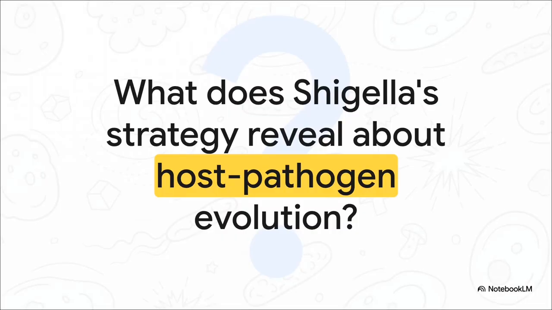So let's just end with this thought. Shigella has this sophisticated two-pronged strategy: physical hijacking to spread stealthily between cells, and biochemical sabotage to destroy the tissue from the inside out. What does this incredible dual approach, this combination of brute force and molecular precision, really reveal about the intricate, ongoing evolutionary arms race between pathogens and their hosts?